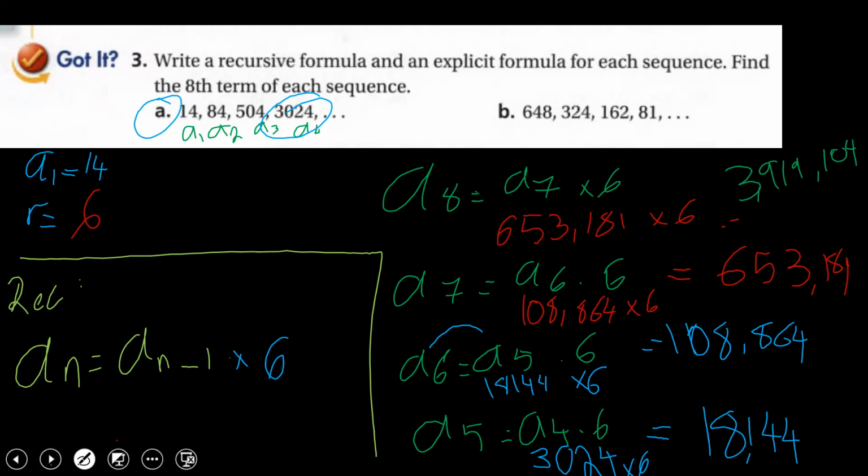So actually, the explicit formula is very easy for me and more useful for me to find any term of them. This will be our lesson. If you have any question, feel free to ask me. Thank you for listening.